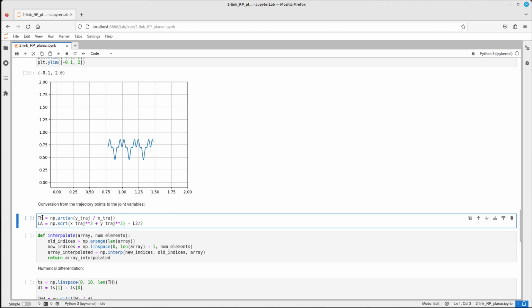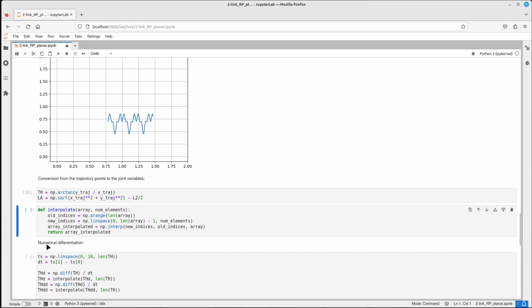Okay, so this is our theta, this is our lambda. Once again, I'm using capital letters here to distinguish them from the symbolic variables, right? Here I'm using the arctangent function, and here I'm using basically the Pythagorean theorem to get the value of LA, which in this case is lambda. So let's run this.